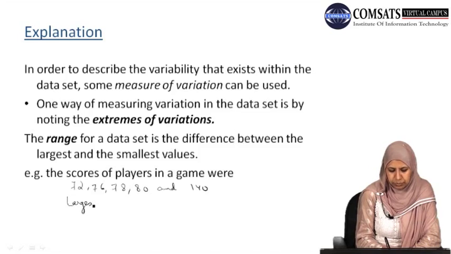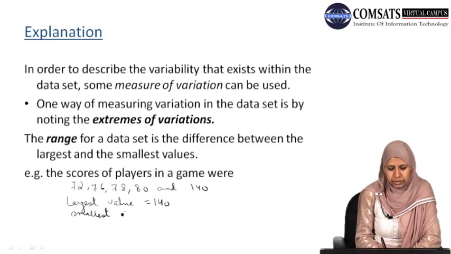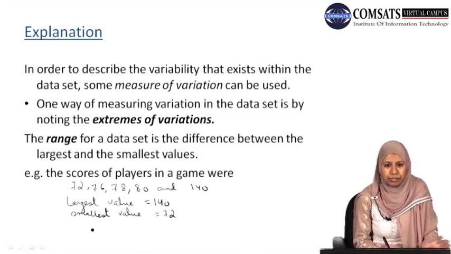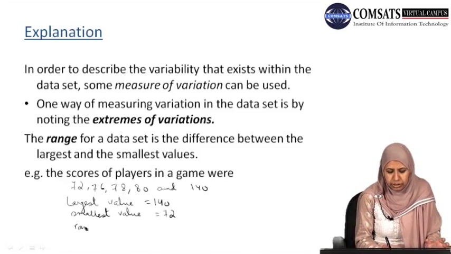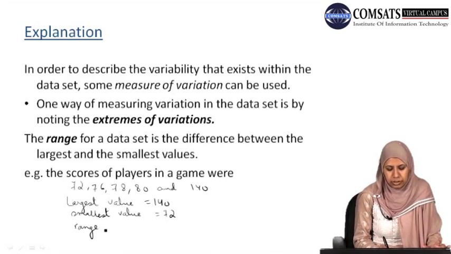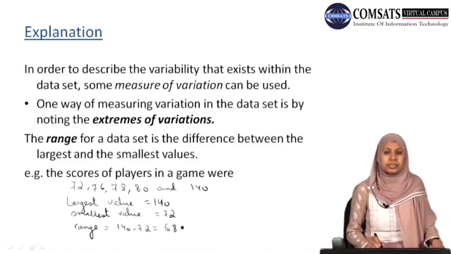If we want to find the range of these values of the data set, then the largest value is 140 and the smallest value is 72. So the range of this data set, that is the extremes of variations, will be the difference between the largest value and the smallest value, that is 140 minus 72, which equals 68.